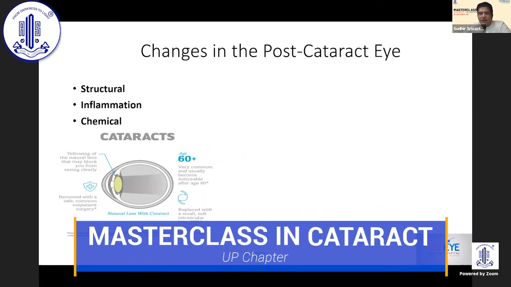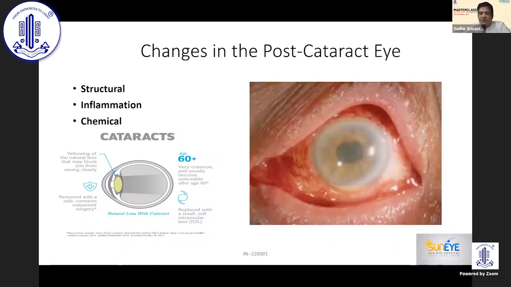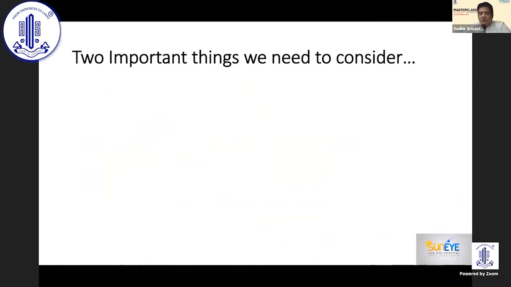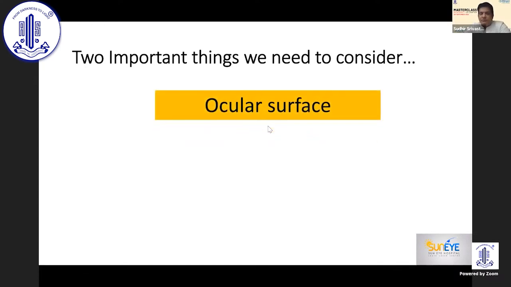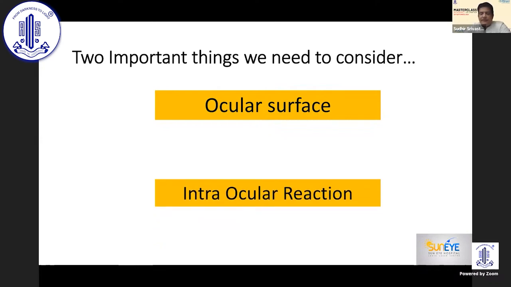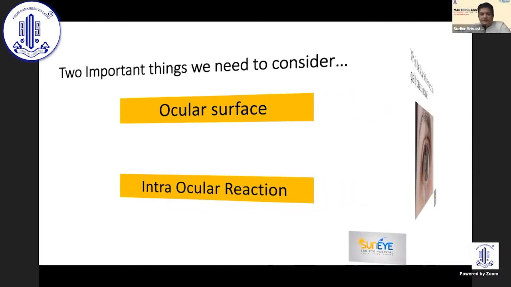Any kind of surgery in the body can create a lot of structural and inflammatory changes. Similarly, in the eye, we get conjunctival hyperemia, circumciliary congestion, corneal epithelial erosions, corneal edema, anterior chamber reactions, and deposits on the IOL. There are two very important aspects to consider whenever we talk about making the patient asymptomatic or making the eye quiet. First is to take care of the ocular surface, and second is to control the intraocular inflammation. So my talk will revolve around these two points.